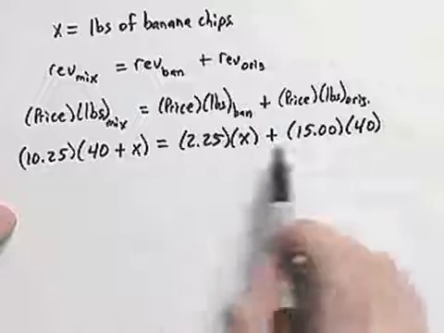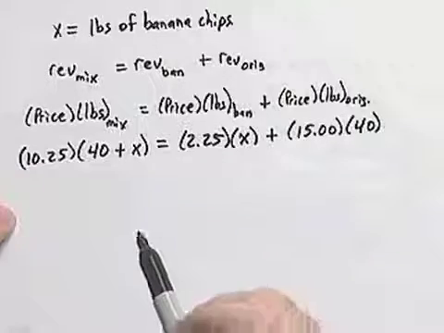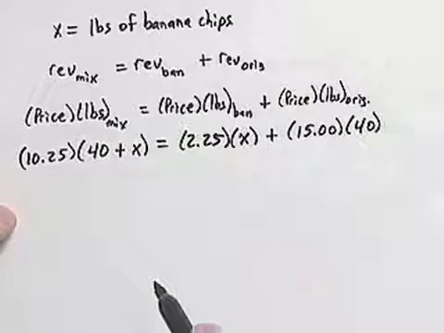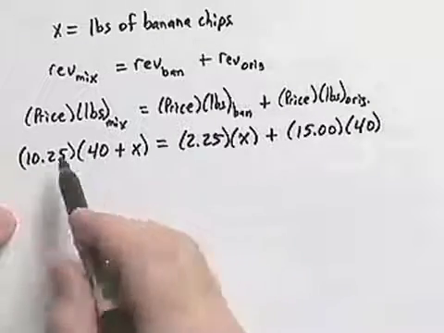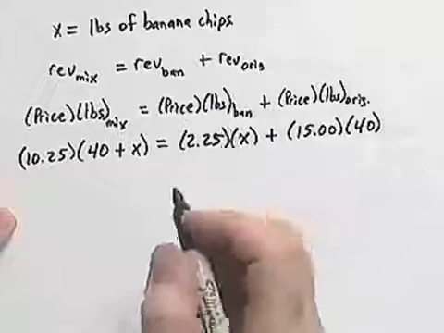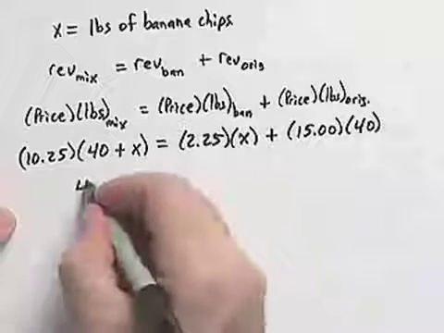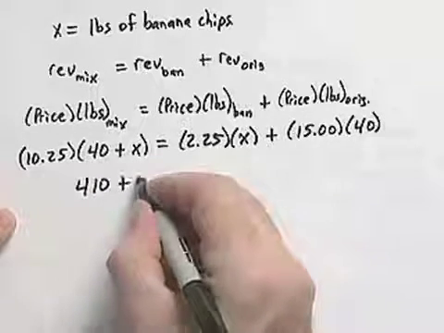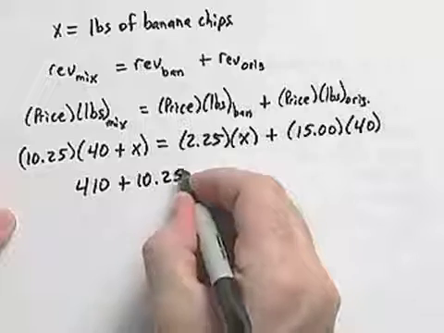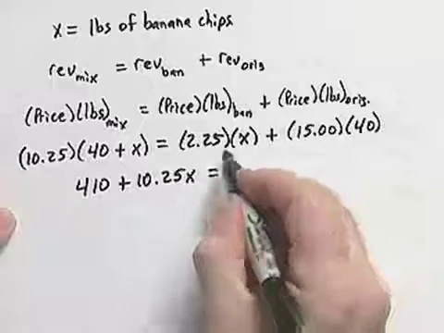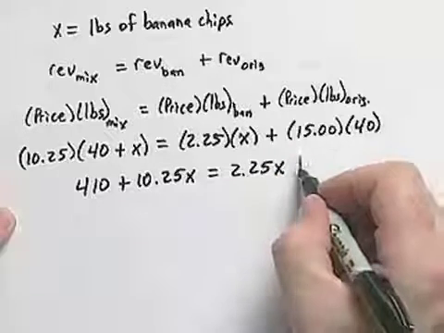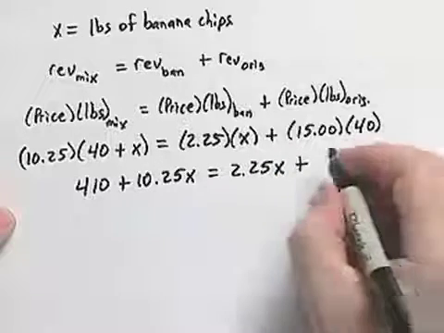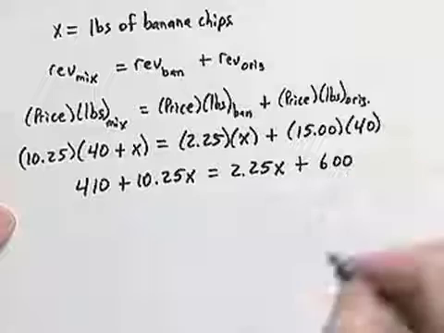So now we have this linear equation in x that we can solve for, and we'll find the number of pounds of banana chips. We want to simplify both sides, so we'll distribute: 40 times 10.25 gives us 410, and then we'll get plus 10.25x. Here we'll have 2.25x plus 40 times 15, which is 600.